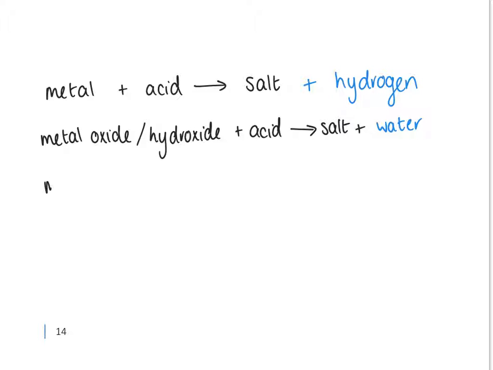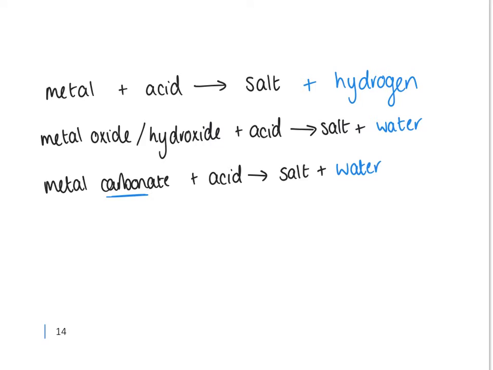Then the last one we saw was a metal carbonate plus acid. That reacts to give us again a salt, plus, and then I need to think about my side products. This time it is water. And then because I've got carbonate, I'm going to get carbon dioxide given off.